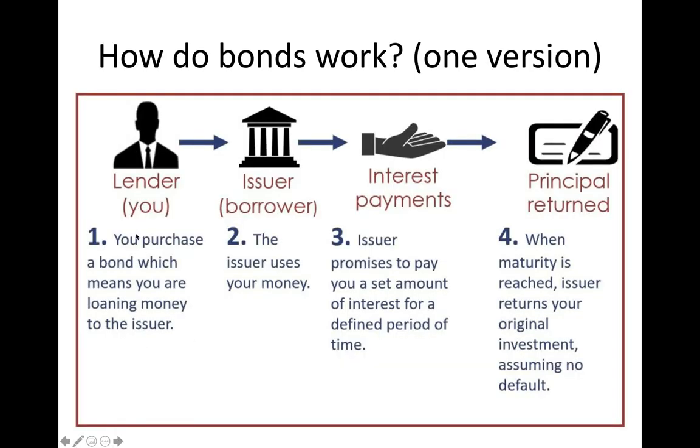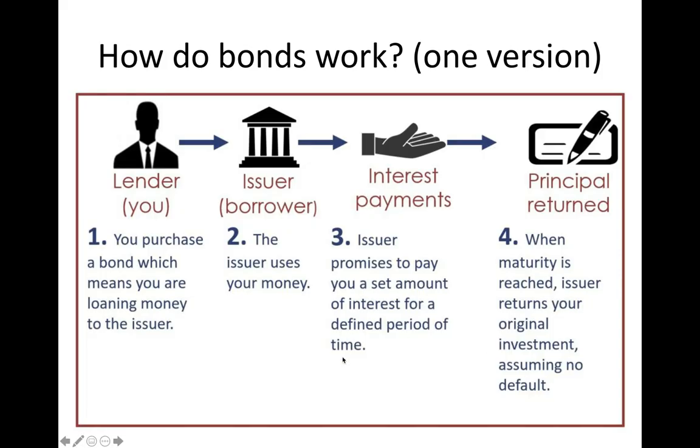Again, you, the lender, purchase a bond, which means you're loaning money to the issuer. That's the borrower. The issuer or borrower uses your money and pays you interest payments. They promise to pay you a set amount of interest for a defined period of time. The principal is returned at the end. When maturity is reached, the issuer returns your original investment, assuming no default. In other words, assuming that they don't go bankrupt and they can pay you back.